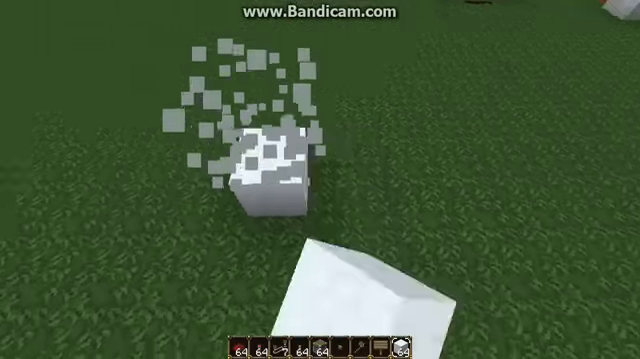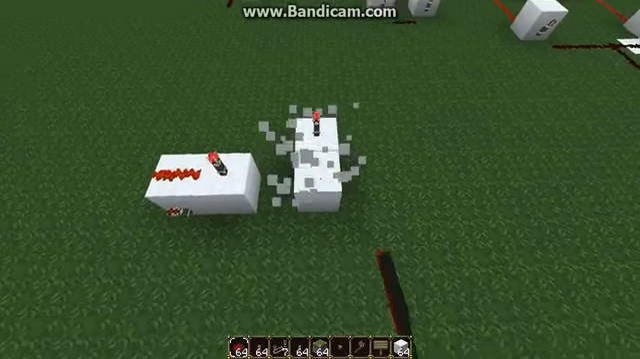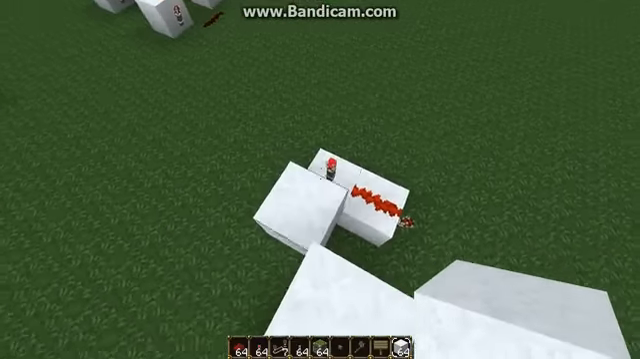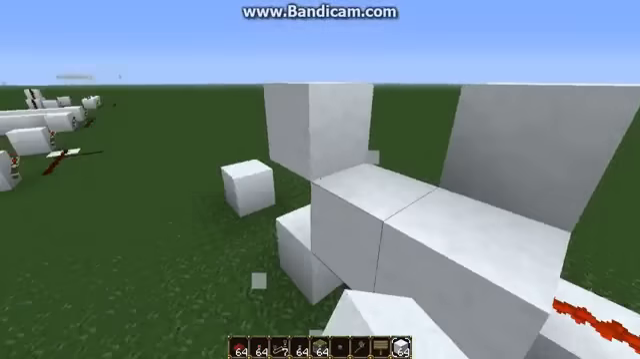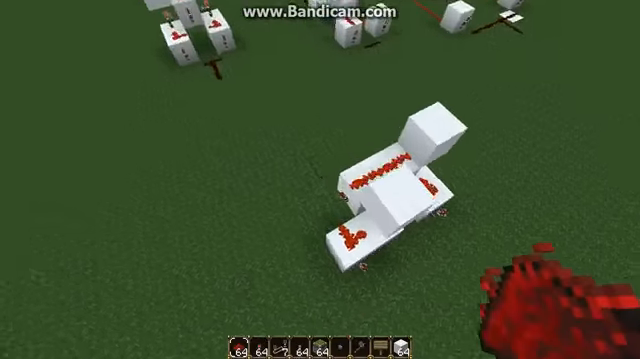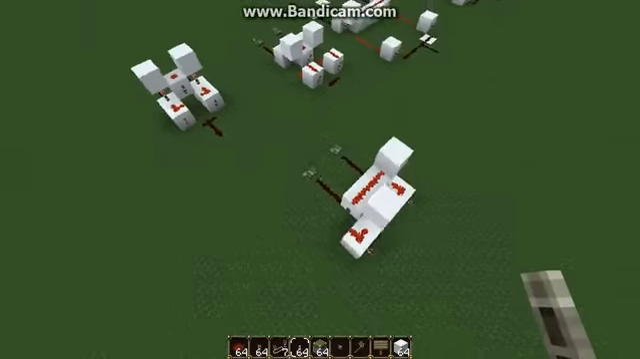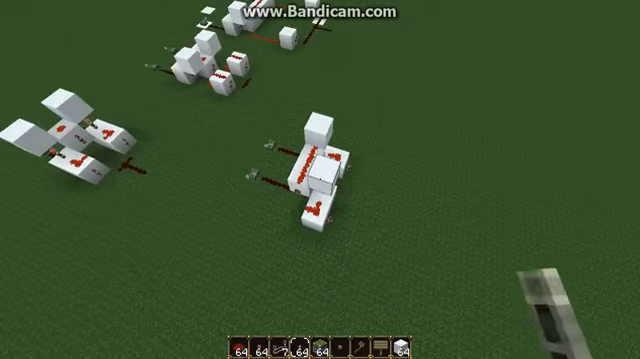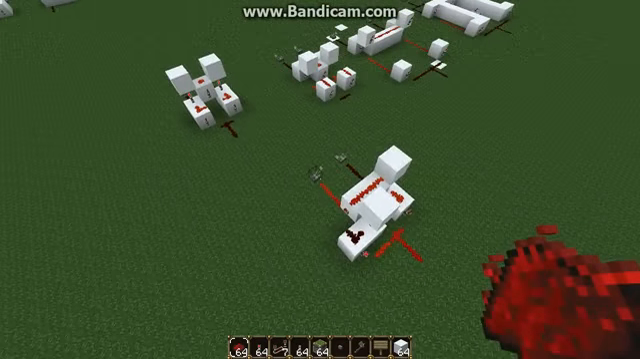Now, the double inversion. If I take the power from these and pull it across, and put torches on it, I get the XOR gate we had when we built the adder. Or one of them anyways. There we go, look, see, I didn't put the output wire, but yeah, it was working anyway.